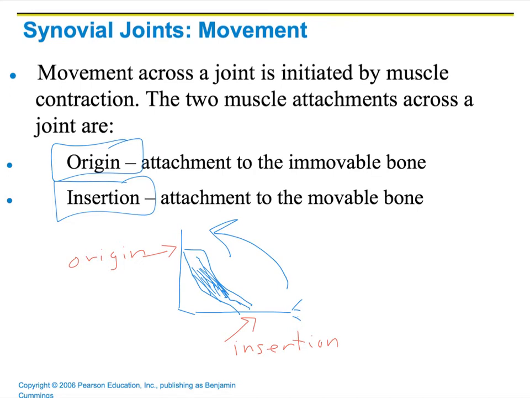Almost any muscle must attach by two points. The further point is considered the insertion of the muscle. The anchoring point is considered the origin of the muscle. You should know that.